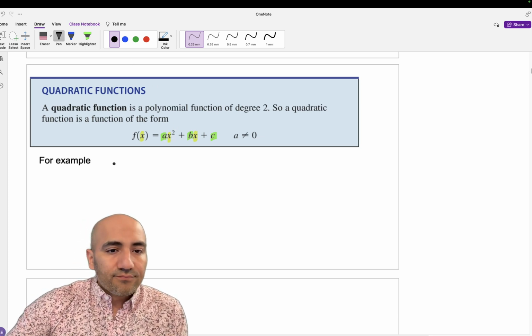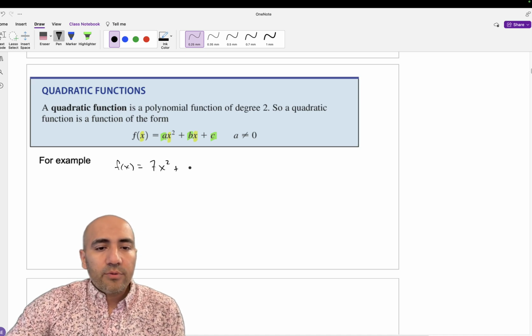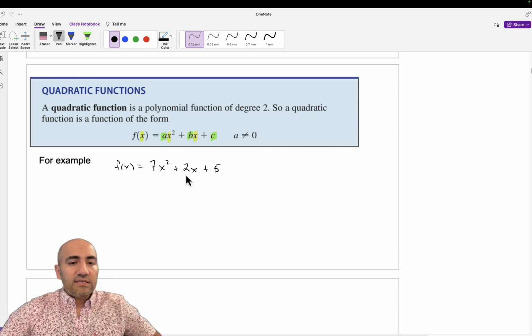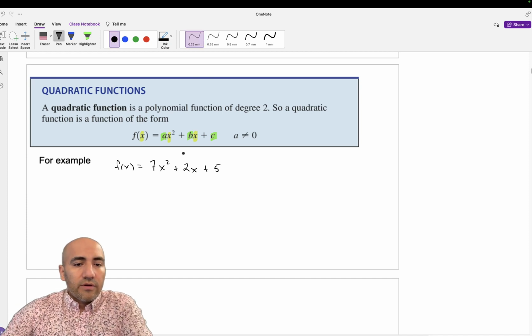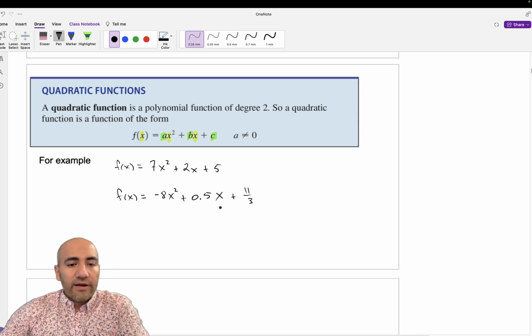Okay, so for example, we could look at functions that fit this form. So f of x could be equal to 7x squared plus 2x plus 5. Right away, that looks exactly like this. The a is a 7, the b is a 2, the c is a 5. Or another example, f of x, okay, so the constants could be anything, could be negative, so like negative 8x squared. It could be a decimal, 0.5x. Or it could be a fraction. Maybe the c is 11/3. Right, so here's another example of a quadratic.